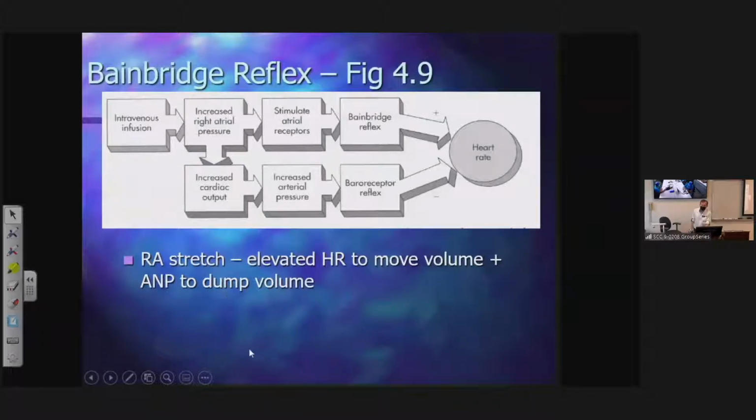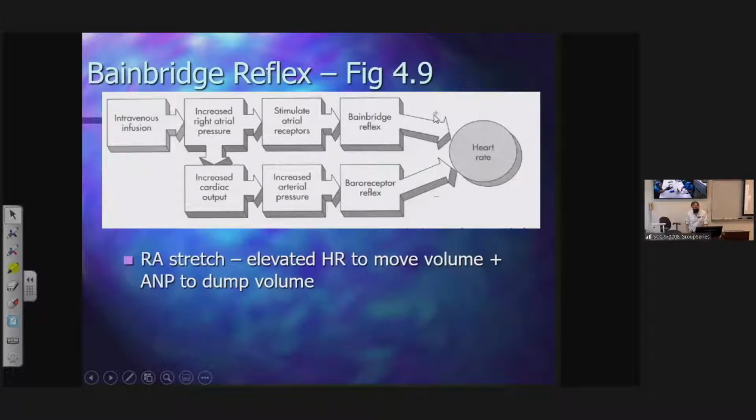This is something called the Bainbridge reflex, and this has to do with a volume of blood coming into the right atrium, and it causes a right atrial stretch. And we all know about Starling's law. If you stretch it, it kicks harder. In the right atrium, a couple other things happen. If you stretch the right atrium, it tells the brain, hey, we got a big load of volume here. We got to move that out. So it increases the heart rate, which is this one, increased right atrial pressure. And so it stimulates these atrial receptors, and the Bainbridge reflex is to elevate heart rate.